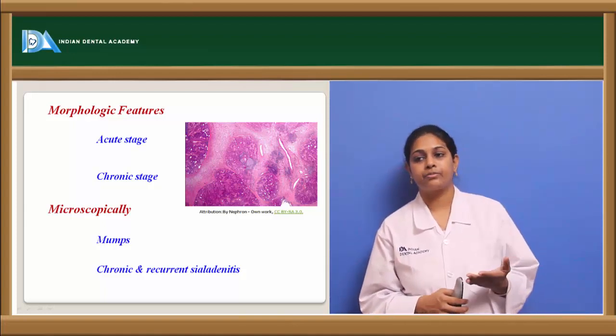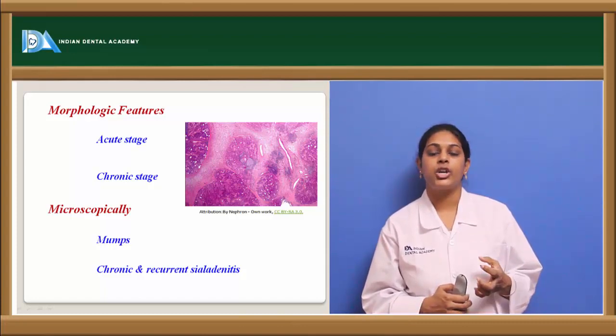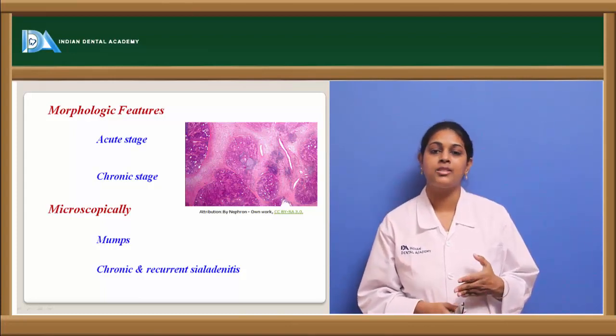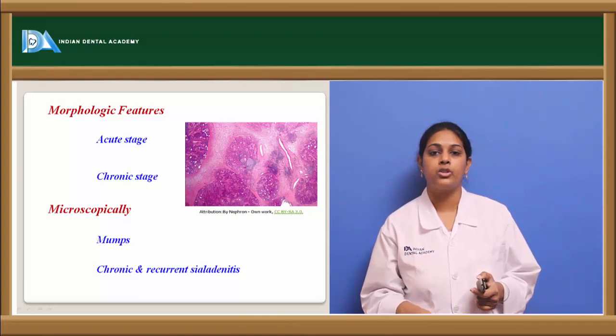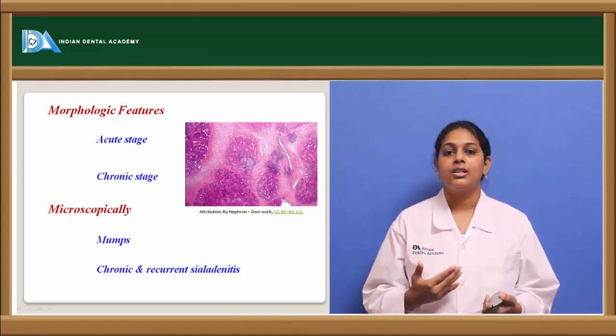Usually in the initial stages, we see such degeneration and changes in the epithelial cells, but in the later stages, that is in the chronic and advanced stage, we see complete fibrosis of the duct. These are the microscopic features found in sialadenitis.